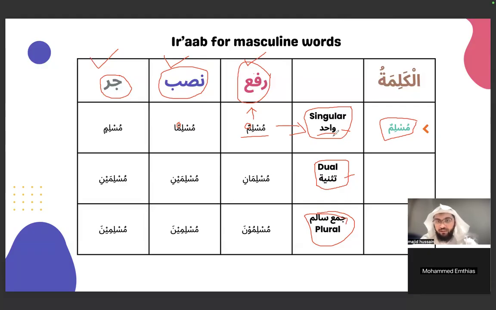And the same word in the singular form, if I put in the category of Jar, the word will have two kasra below, which we'll name as Muslimin. Muslimin. Any question, brother?